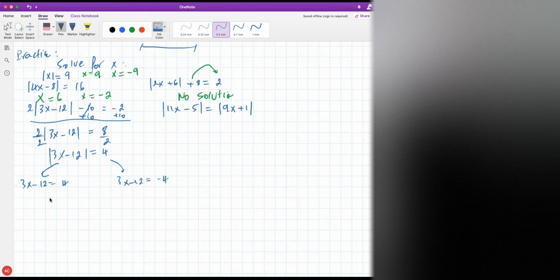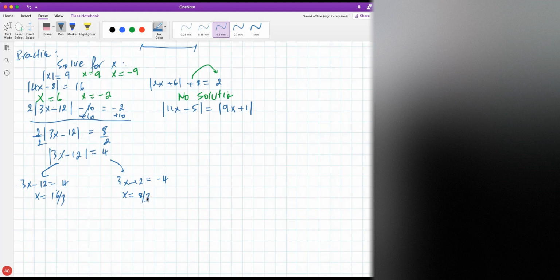What was the solution here? Add 12. I got 16 over 3. The final answer, what is it? I got 16 over 3 for this one. And the second one, I got 8 over 3. Okay, everybody got the same? Did you get the same answers here? Yes.